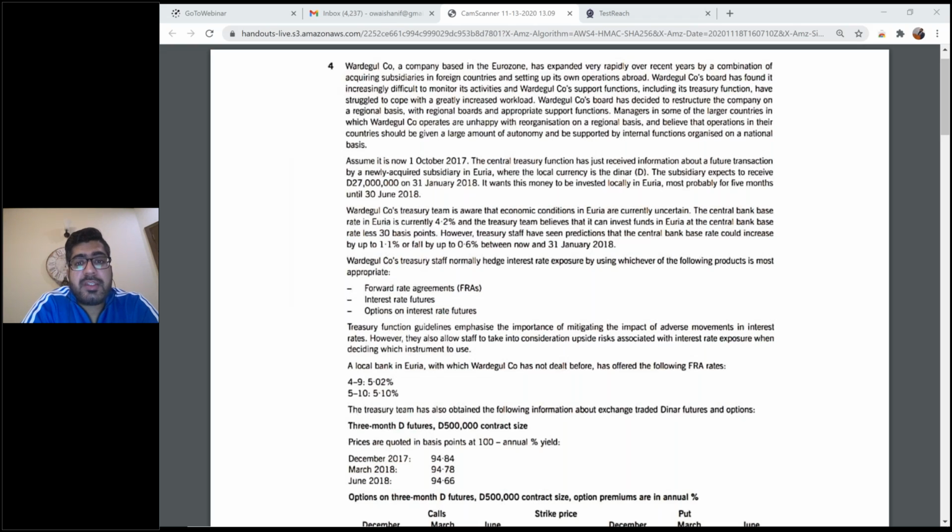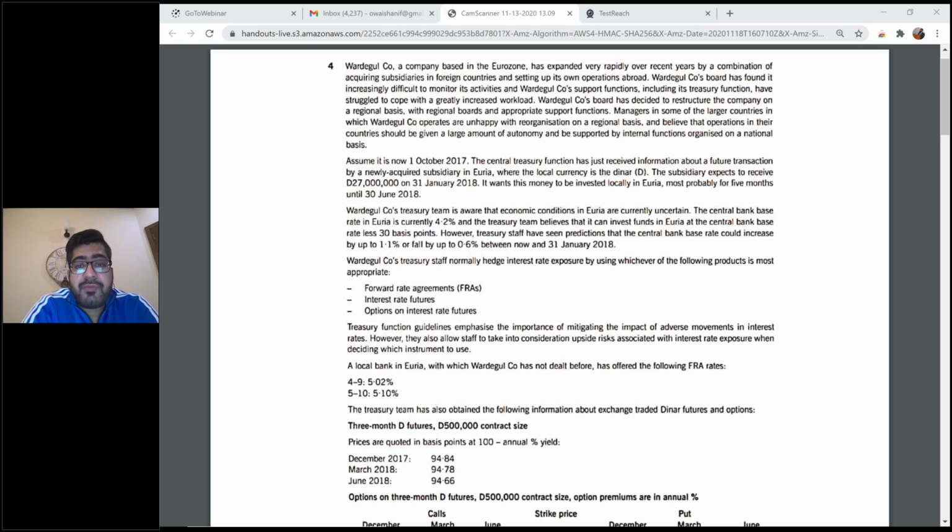Vardical's treasury team is aware that economic conditions in Urea are currently uncertain. The central bank base rate is the interbank rate. The central bank base rate in Urea is currently 4.2%, and the treasury team believes it can invest funds in Urea at the central bank base rate less 30 basis points. So the base rate is 4.2, and the team can invest at base rate less 30 basis points. 30 basis points means 0.3%. 1% is 100 basis points.